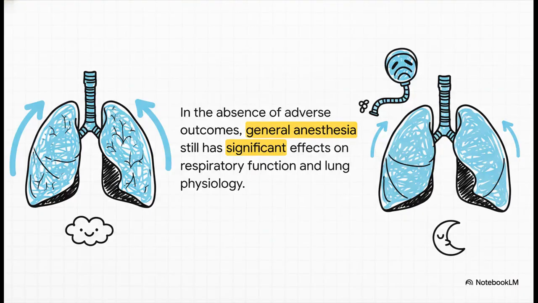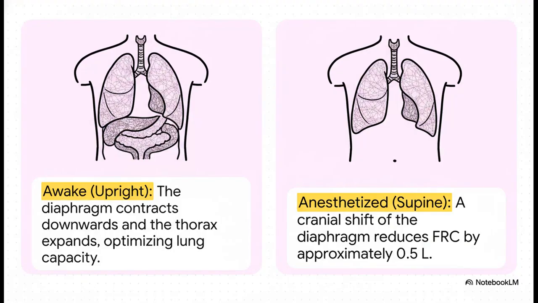This is such a crucial point to internalize. Even the most perfectly executed, flawless anesthetic will have significant and predictable effects on breathing. These aren't surprises. They are the physiological shifts we absolutely anticipate. Knowing exactly what they are and why they happen is what allows us to be proactive and stay one step ahead of any potential problems rather than just reacting to them after the fact. So let's look at the immediate mechanical impact.